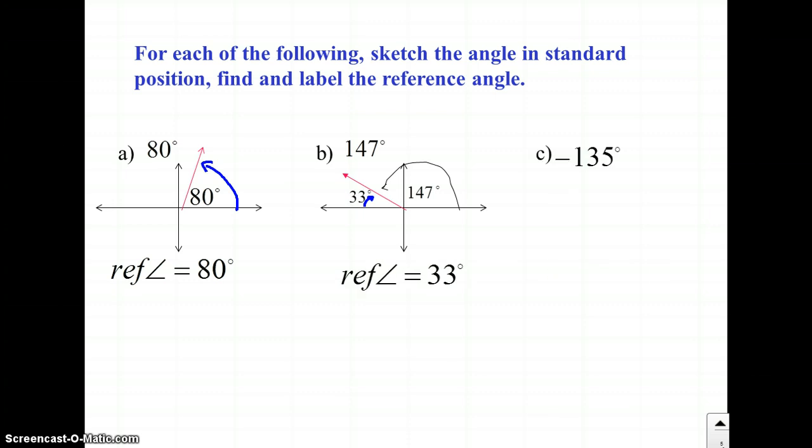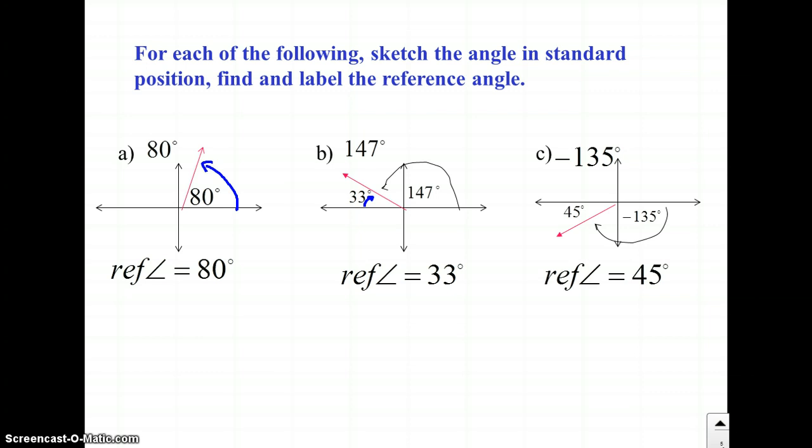Example C, negative 135 degree angle. In standard position, this angle has its terminal arm in quadrant 3. We go negative, start at the positive x-axis and go in a clockwise direction. There's our negative 135 degree angle in standard position. The reference angle again is from the x-axis to the terminal arm. So again, that's going to be 180 and 135. The difference there is 45 degrees. All right.